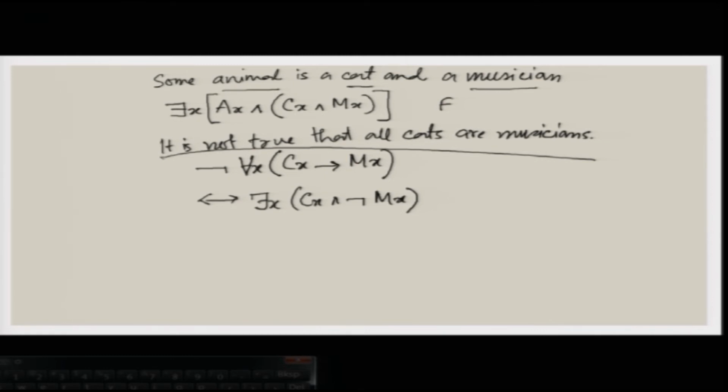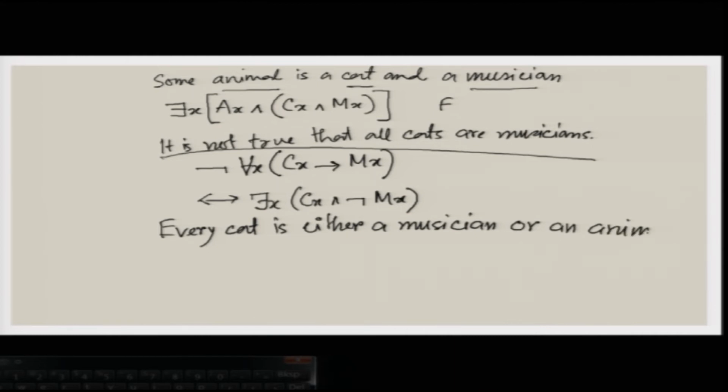So, this is how we translate several sentences. Or you can try a sentence like "every cat is either a musician or an animal." How to translate it? Every cat will be translated as: for all x, if x is a cat, then it is either a musician or an animal, right? So, this is how we translate sentences. We need to do a lot more translations to understand what is going on.